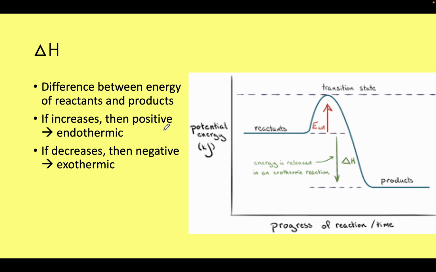All right, change in H is going to be the difference between the energy of the reactants and the products. If it increases, then it's positive. If it decreases, then it's negative. So that determines whether it's going to be endothermic or exothermic. So in this one, our reactants are higher. Our change in H is going to be negative because it's going down. So that would be an exothermic reaction. Change in H is the difference between the reactants and the products.